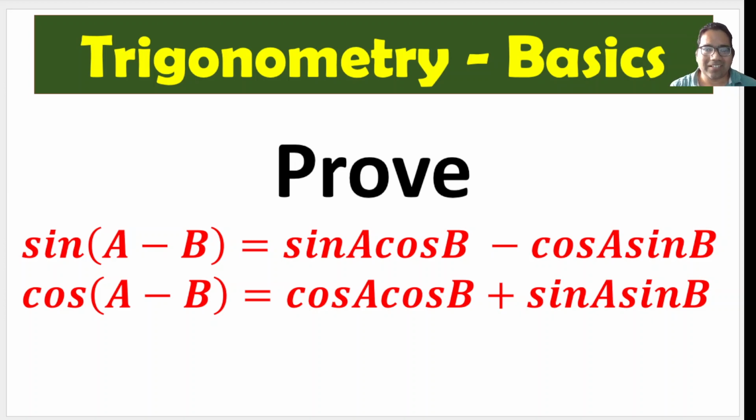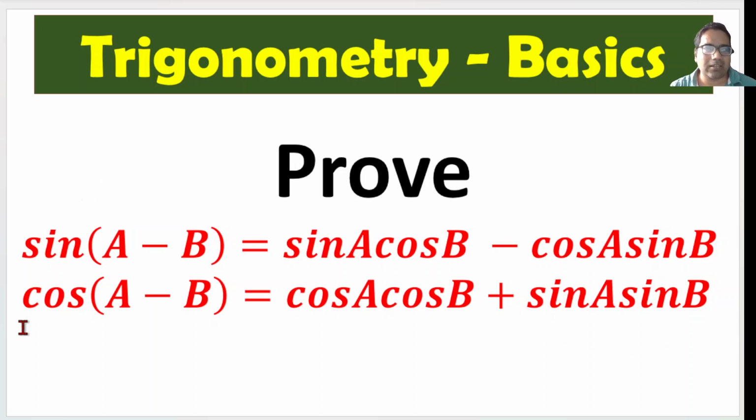Hi friends, today we will learn two very fundamental and very important results in trigonometry. We know these formulas, right? Sin(A minus B) equals sin A cos B minus cos A sin B. Cos(A minus B) equals cos A cos B plus sin A sin B.